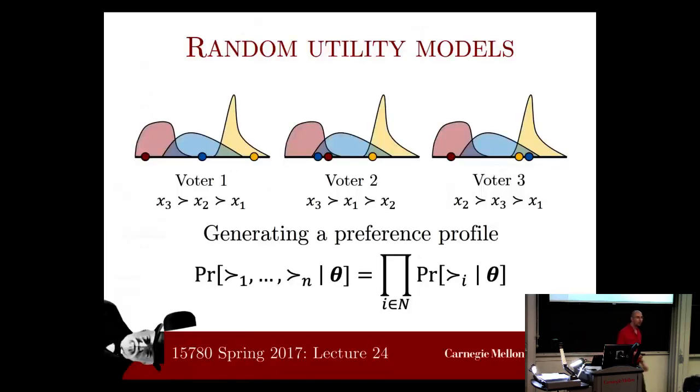So when you generate an entire preference profile, the probability of getting all of these rankings given the parameters is just the product of probabilities of getting each individual ranking given the parameters. So that's sort of the high-level framework for these random utility models.